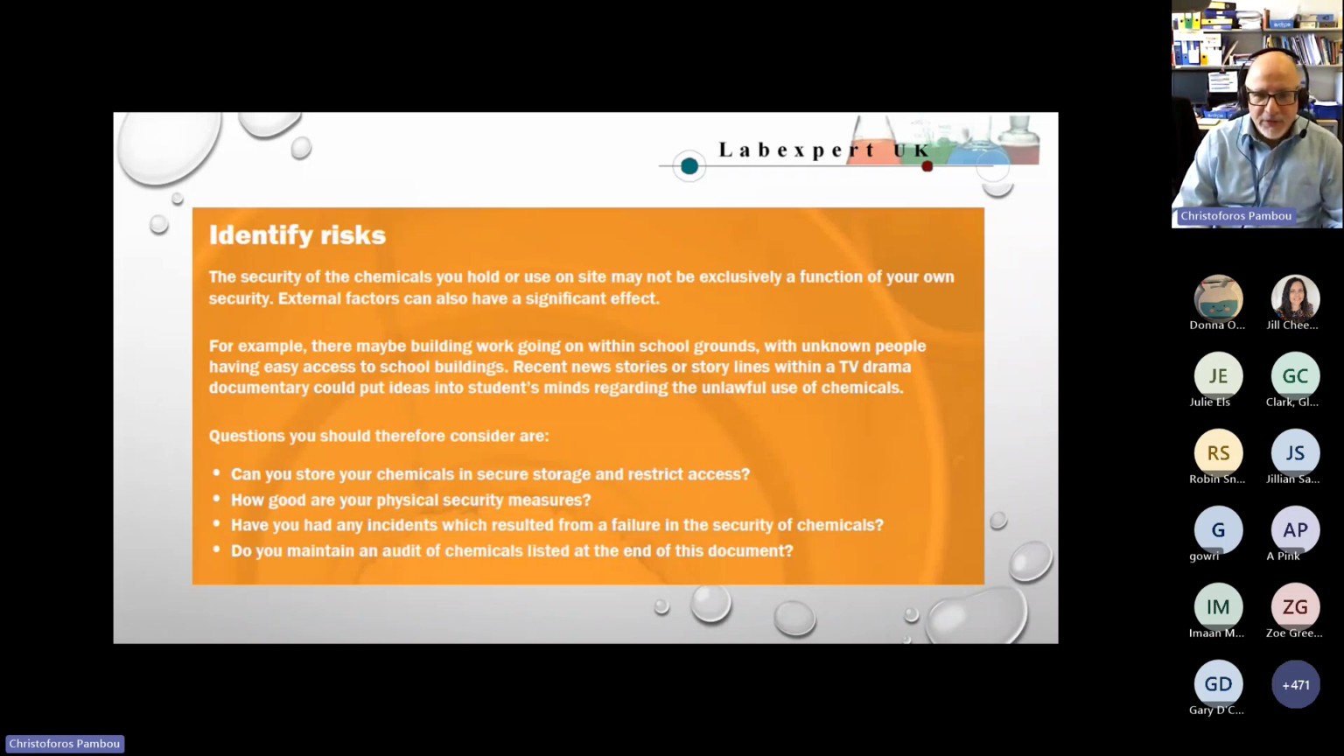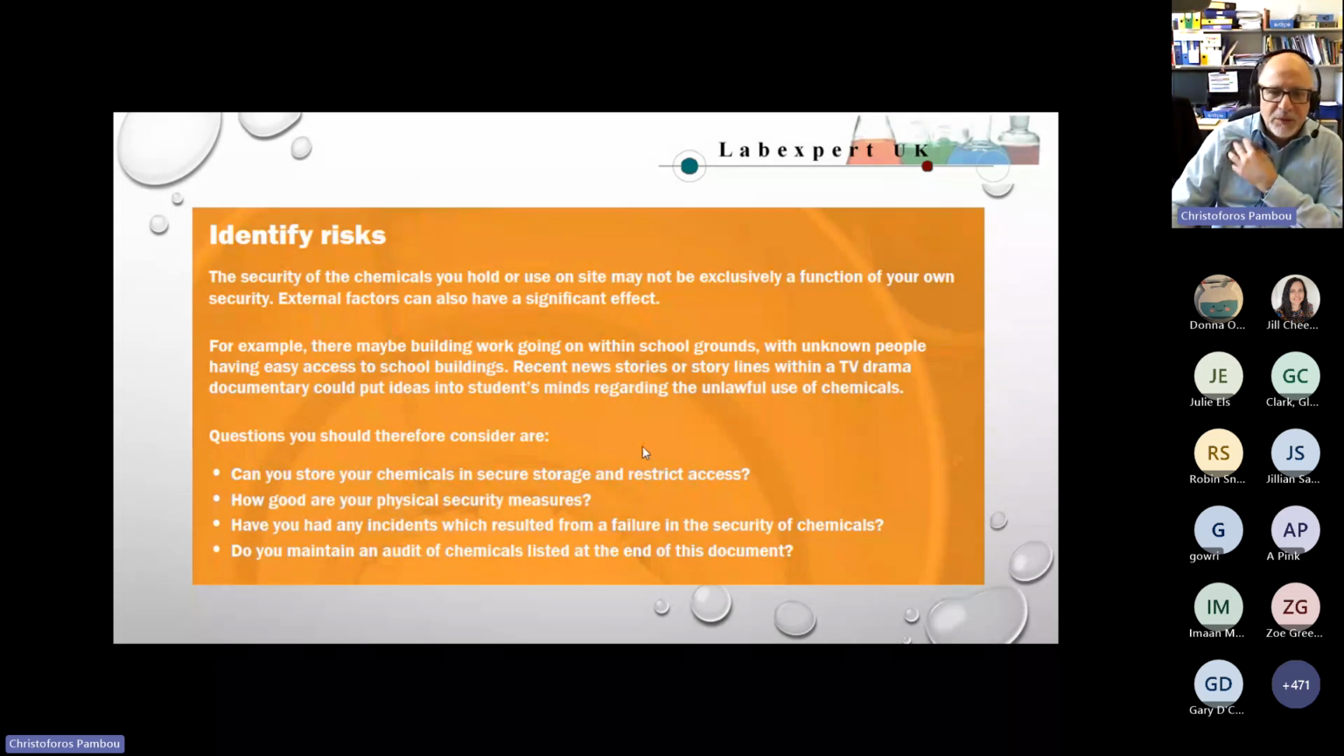Identifying the risk to the security of the chemicals that you hold on site is not always a function of your own, because there are some external factors. For example, if you have building works within the school grounds, unknown people have access to the school buildings. And even the media puts ideas into students. If they see a program about chemicals, they may say, oh, we know where they are kept. They're kept in the prep room. It's that kind of thing.